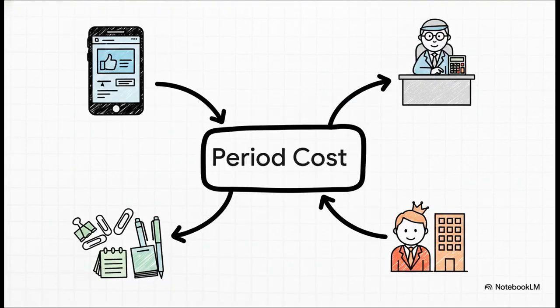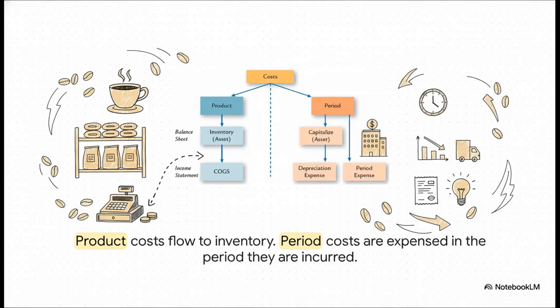So for our little coffee shop, this is stuff like running an ad on Instagram, paying the accountant, buying paper for the office printer, and even the salary the owner pays themselves. All of those? Yep, they're period costs. And right here, this is why this whole distinction is so incredibly important.